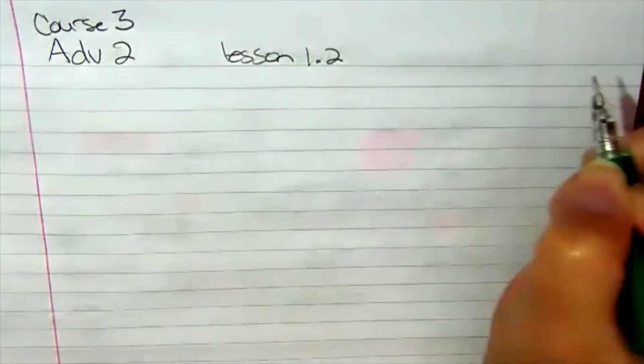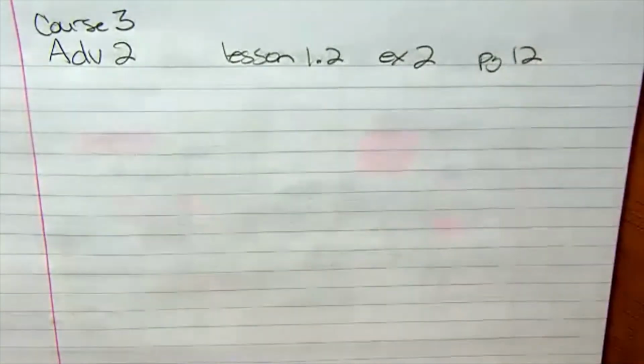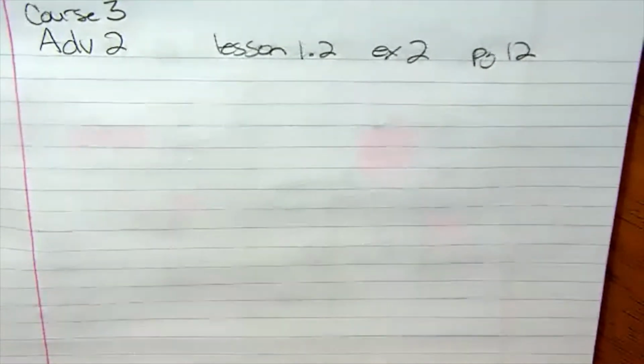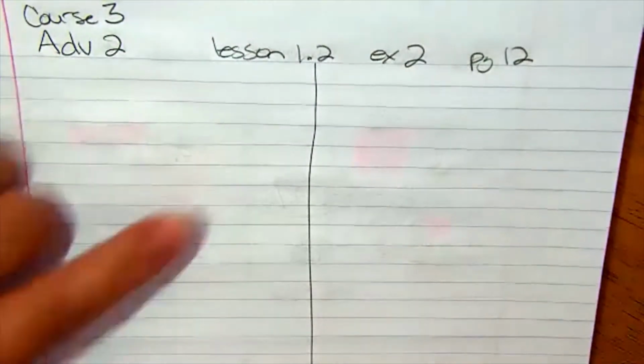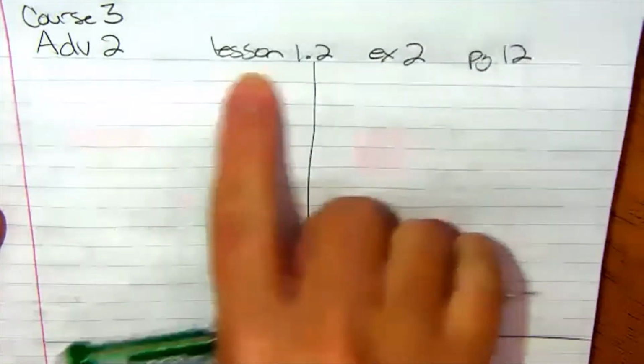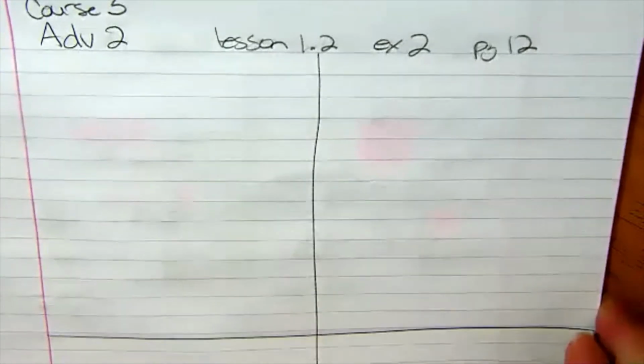Okay, we are currently in Advanced 2. If you're in 7th grade, it's Advanced 2. If you are in 8th grade, it is Course 3. We are working on Lesson 1.2, Example 2, and we are on page 12. So 8th grade is Course 3, 7th grade is Advanced 2. Lesson 1.2, Example 2, we're on page 12.